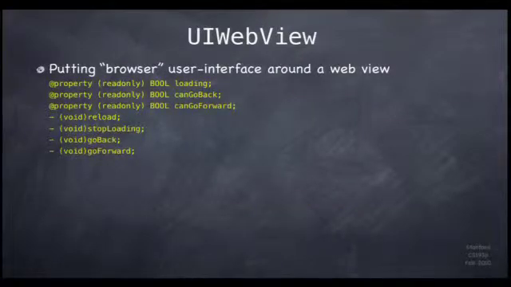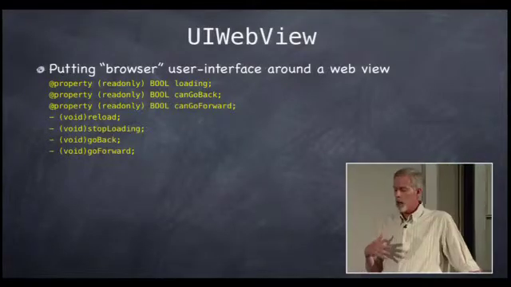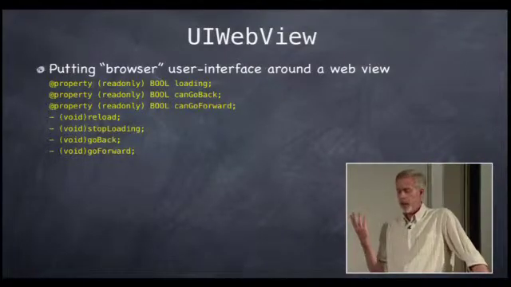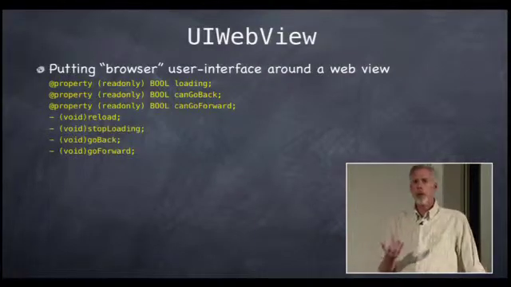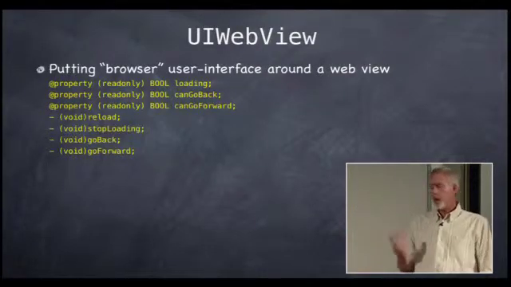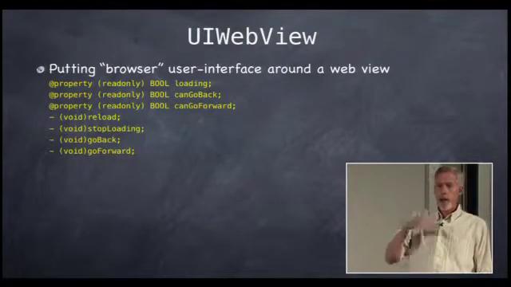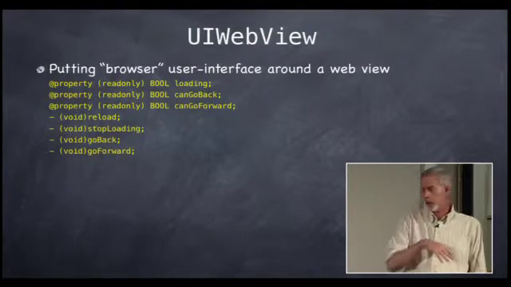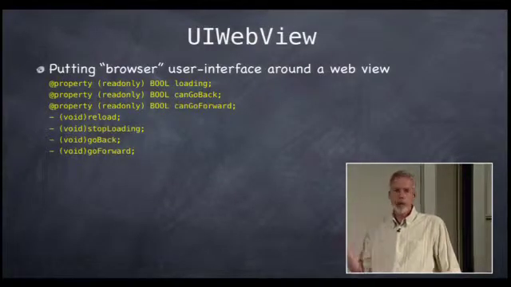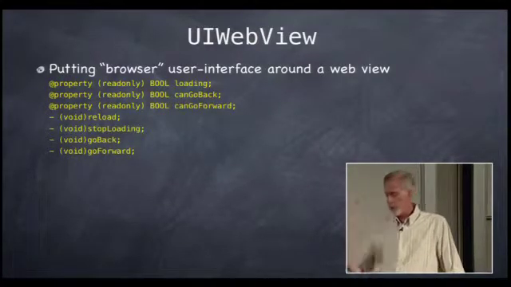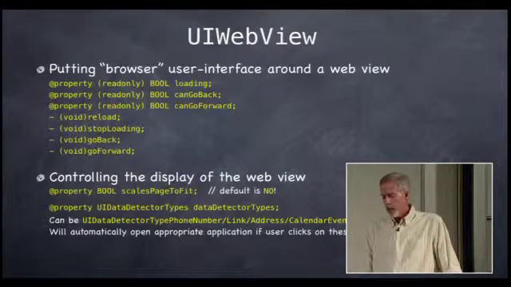I told you it was easy to put back buttons, forward, reload, things like that. These are the properties and methods you would use to find out, for example, is the thing in the middle of loading this web page, or can the back button be enabled? In other words, is there a place to go back? And then obviously these methods, go back, go forward, reload, etc., that you can imagine what those would be hooked up into in your UI.